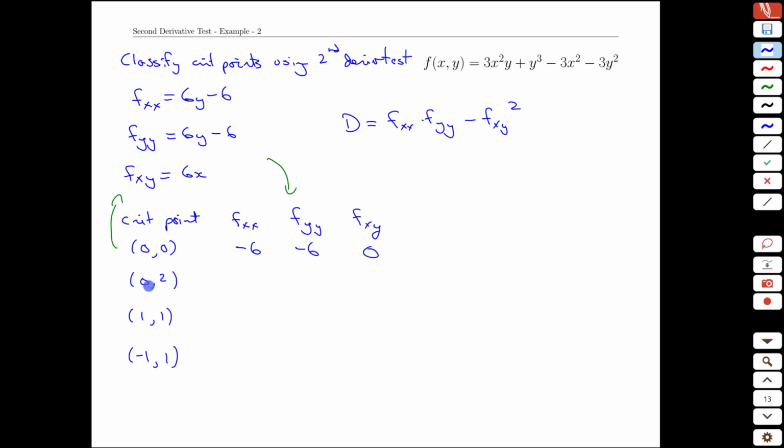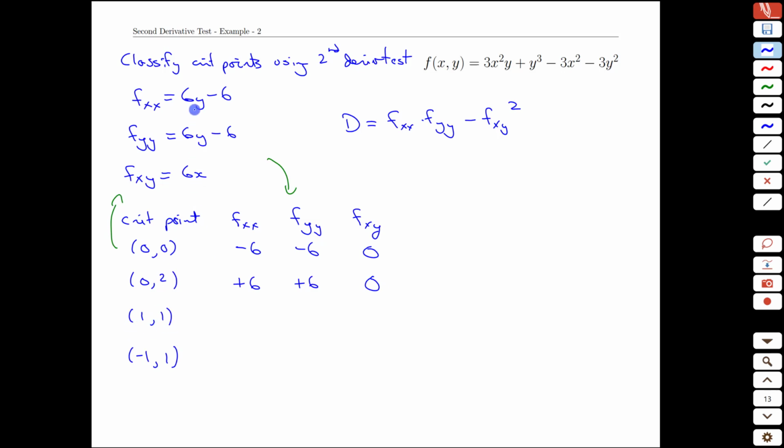Next point, at (0, 2), so this is the y value. We will have 12 minus 6, that'll be positive 6. And it's the same formula for the y second derivative. And last but not least, we have 0 for the mixed partial, so that is 0.